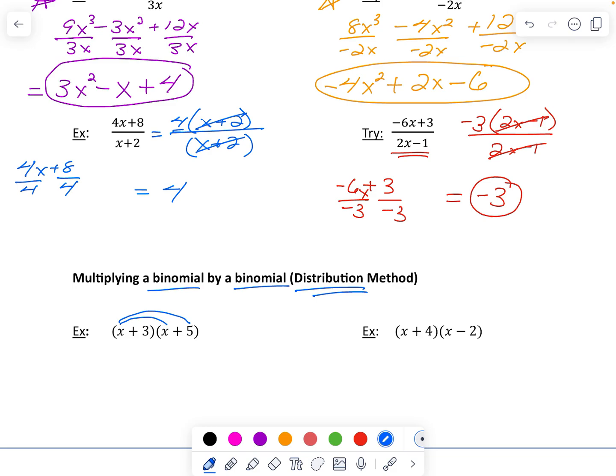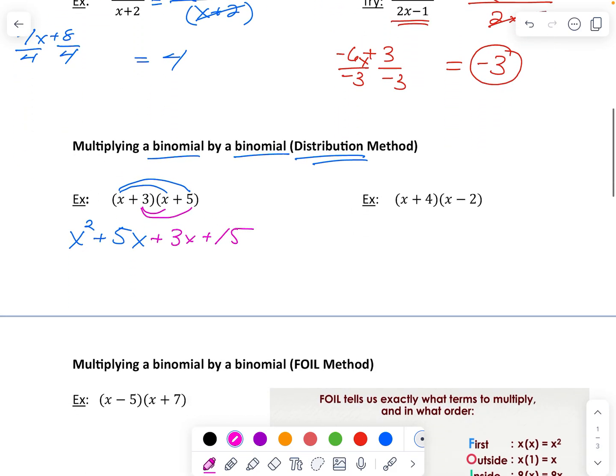First we're going to start with the x in the first term, and we're going to distribute the x to each term in the second parenthesis. So x times x is x squared, x times 5 is 5x. Now I'm going to move to the 3 because we multiplied x times everything in the second parenthesis. So we're going to multiply the 3 times each term in the second parenthesis. That's going to give us plus 3x plus 15. Now we're not done because you can see these two middle terms can be combined. So my final answer is going to be x squared plus 8x plus 15.